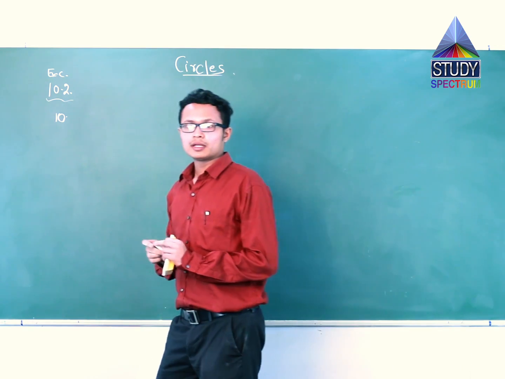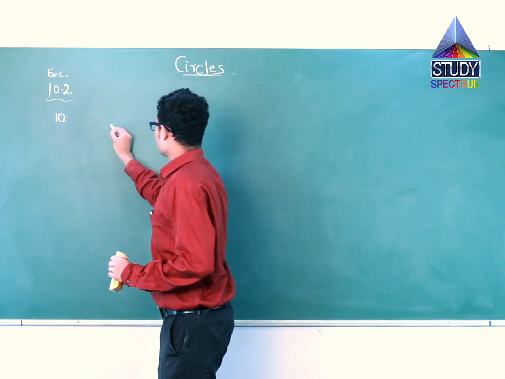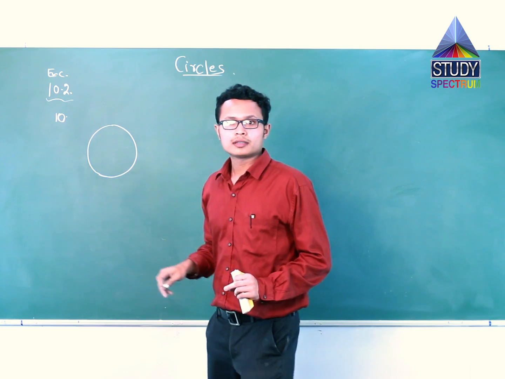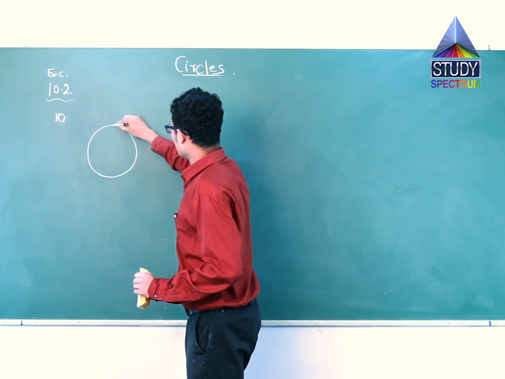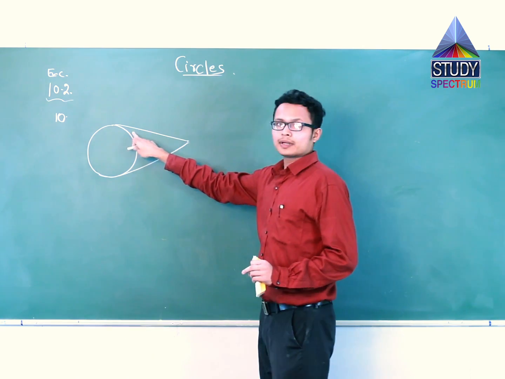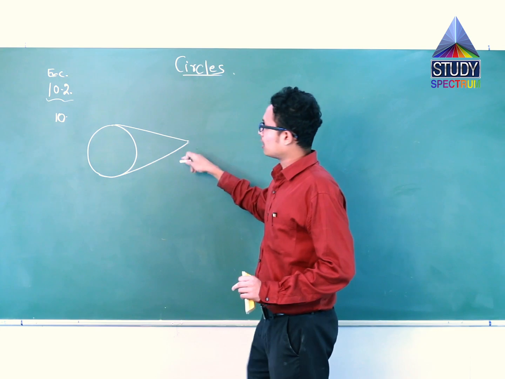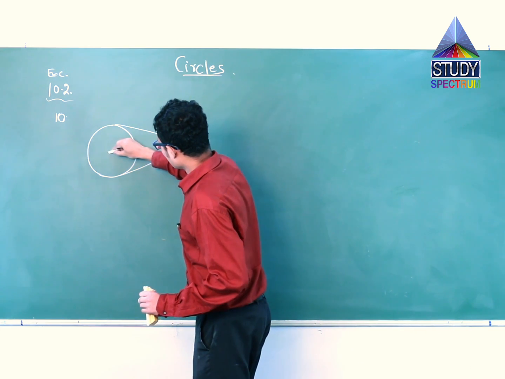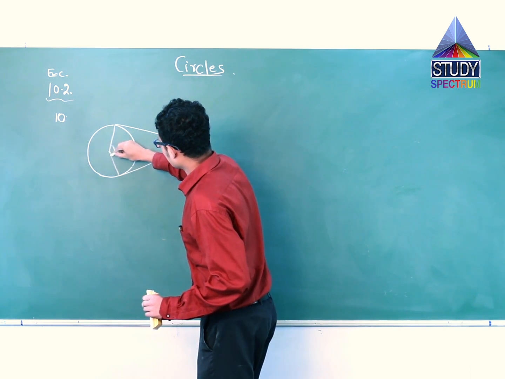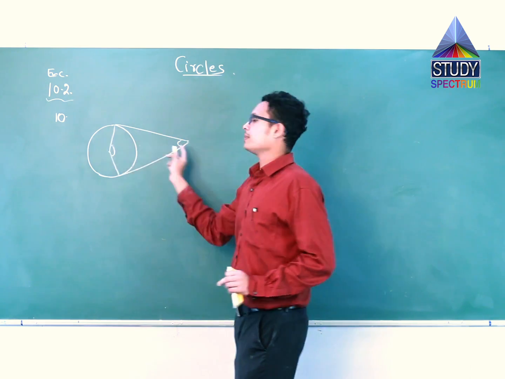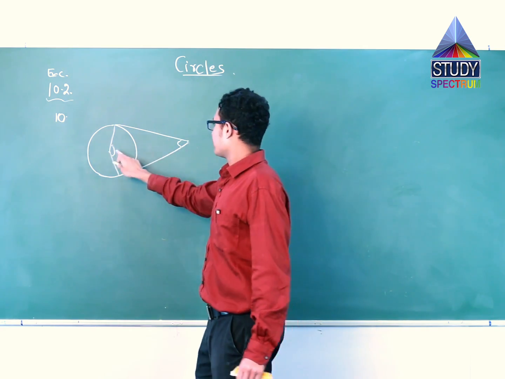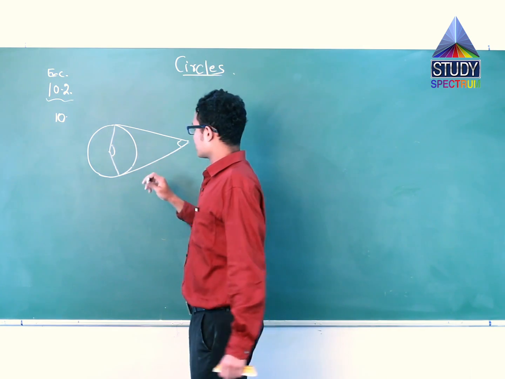I'll draw the diagram and I'll try to simplify the statement in terms of mathematical data. There is a circle given and you have to prove that the angle subtended by the tangents from an external point and the angle formed by the radii at this point, that is this angle and this angle, are supplementary angles. In easier words, when we add these 2 angles we should get 180 degrees.